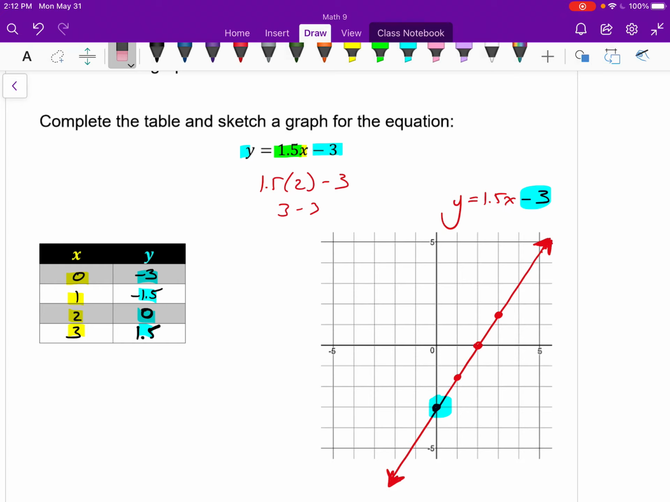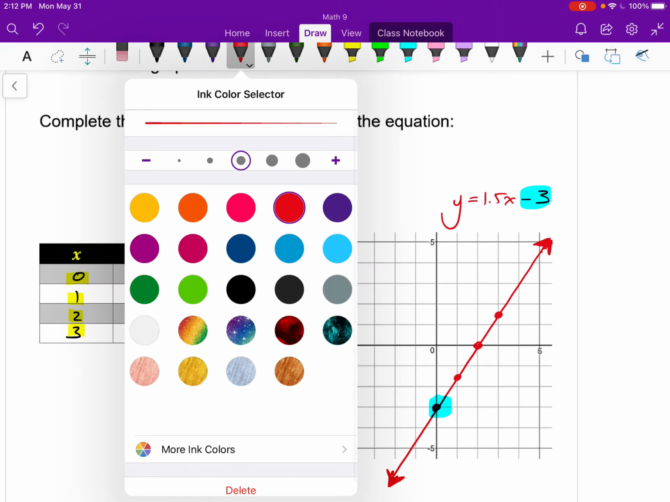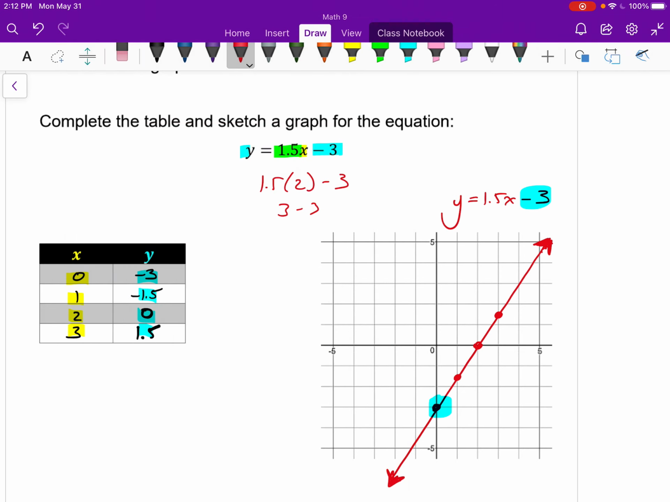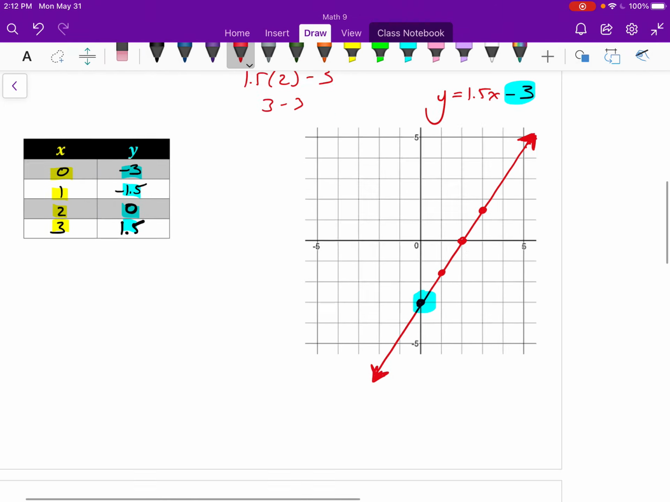And so if you have a linear polynomial that we're graphing, then once you have a few points plotted, you should be able to just connect the dots. But always plot a few until you can see the pattern.